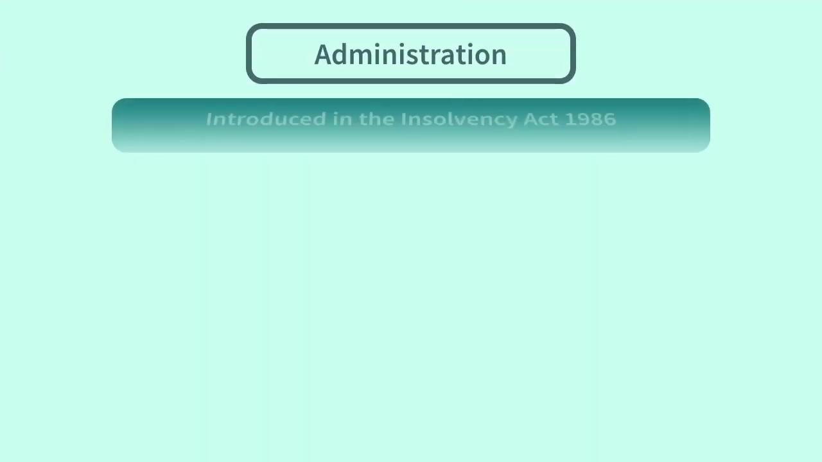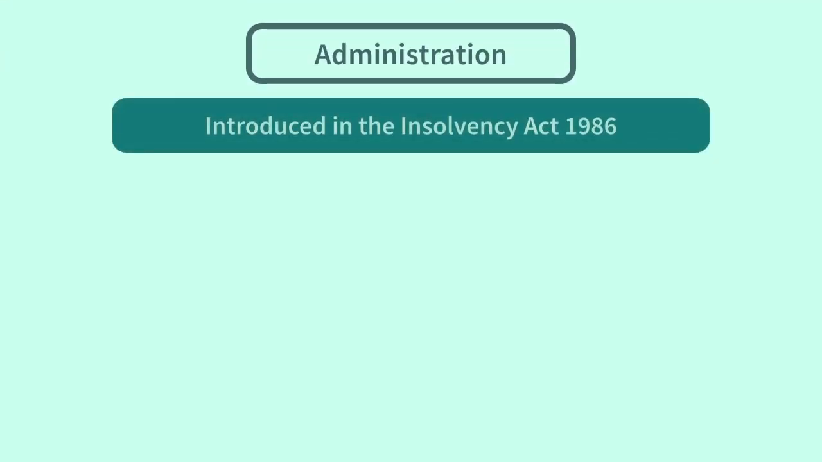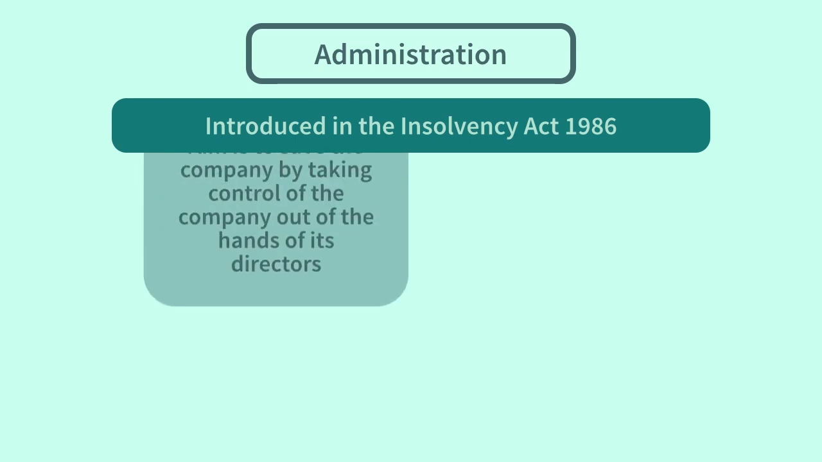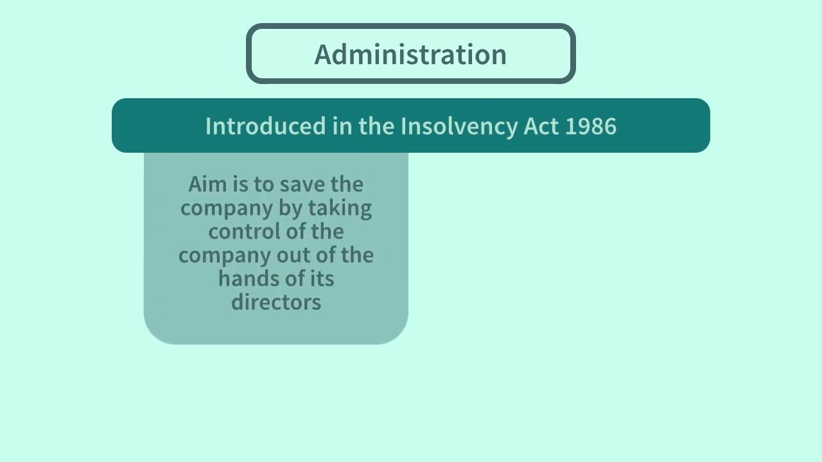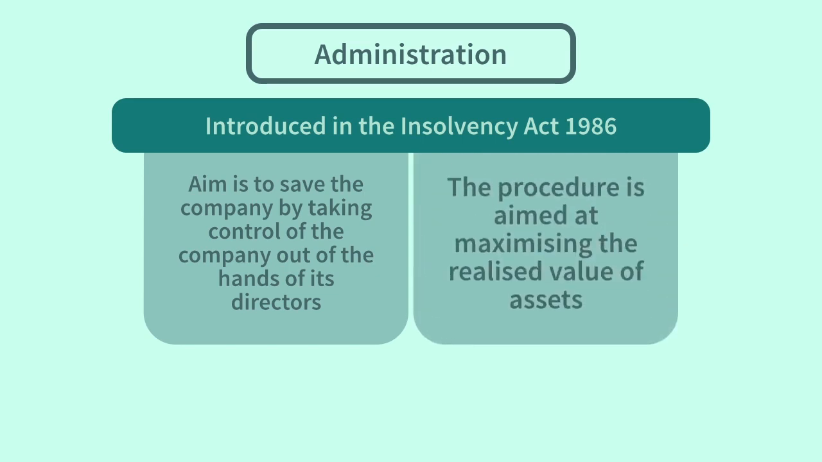Administration was first introduced in the Insolvency Act of 1986. The aim of the administration order is to save the company, or at least the business, as a going concern by taking control of the company out of the hands of the directors and placing it in the hands of an administrator. Alternatively, the procedure is aimed at maximizing the realized value of the business assets.